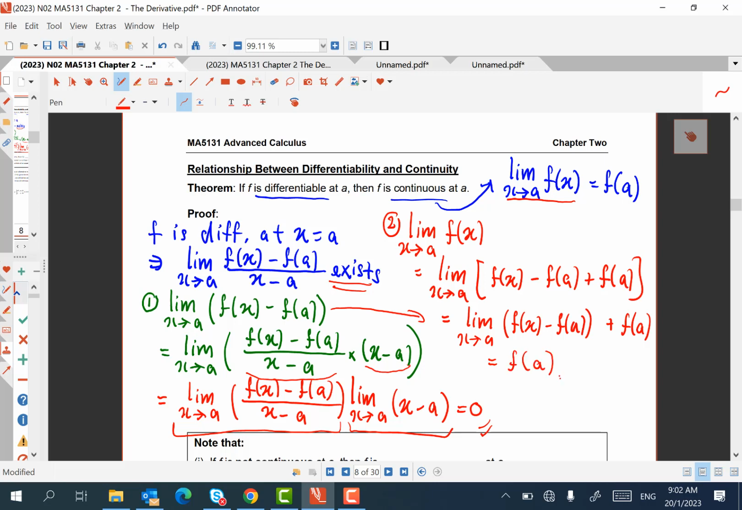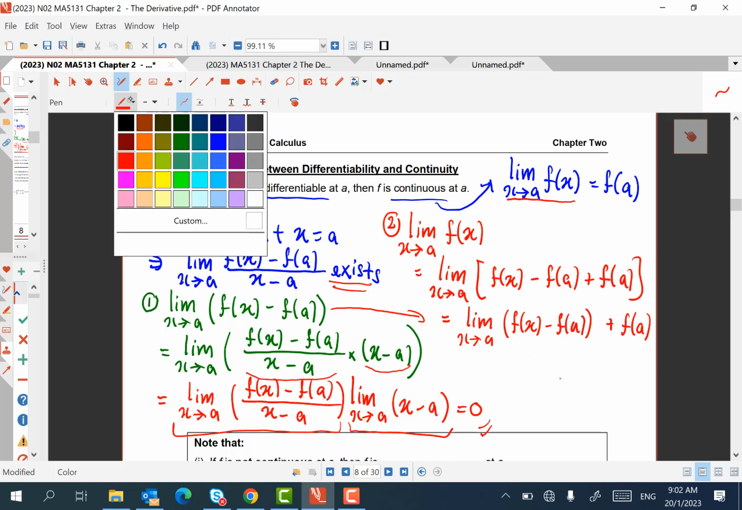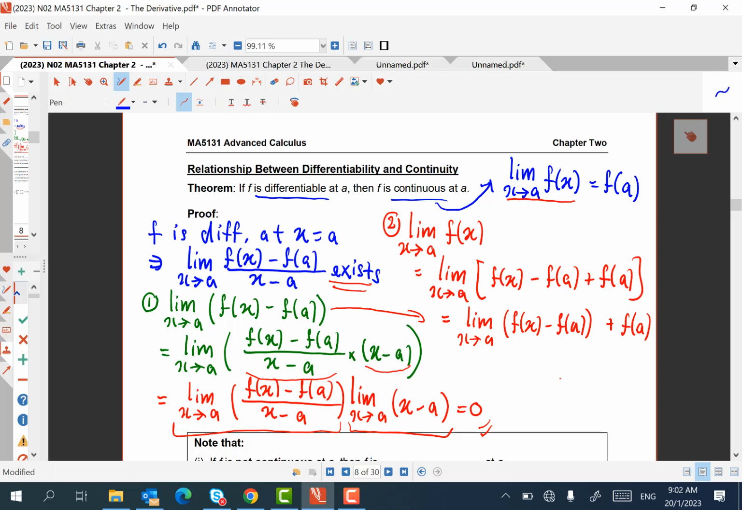Kind of confused. Okay, slowly. Let me rewrite. From this line, how do you know that it exists? We calculated in number 1. Number 1 you already said that equals 0. So f(x) minus f(a) exists. In number 1, we established this result that it's actually 0. So therefore, this gives you 0 plus f of A, and therefore f(a), and hence f is continuous at x equals A.